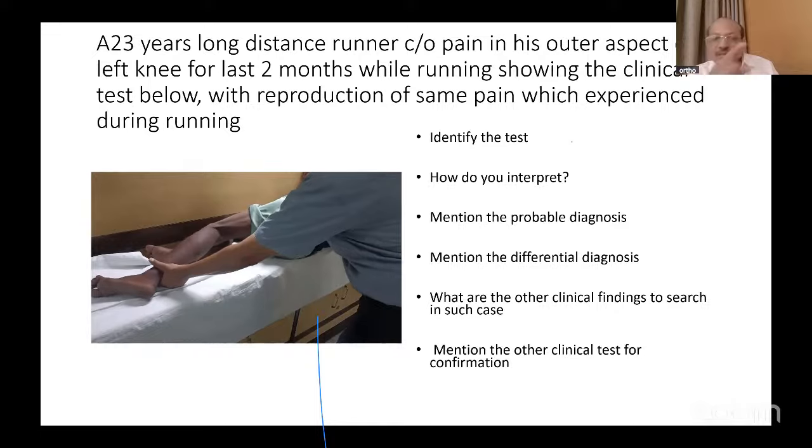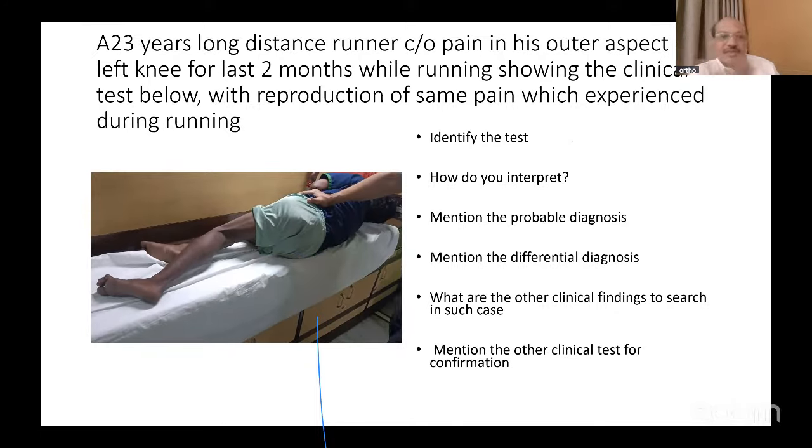So in the other side, what is happening? There is a partially extended, flexed limb. So this is the classical and the true Ober test. Now, how do you interpret? If it is not dropping down, effectively not dropping down more than 10 degrees, then it is positive.